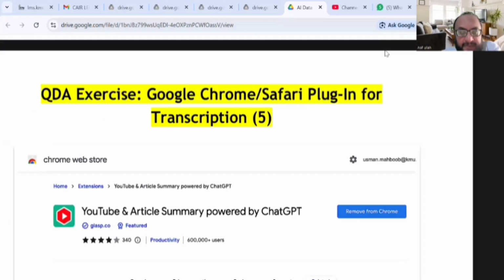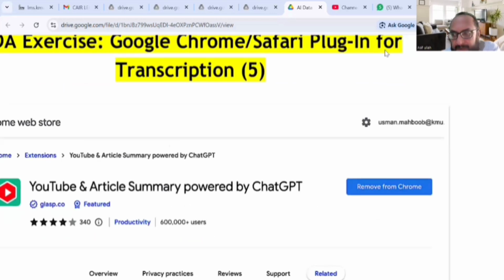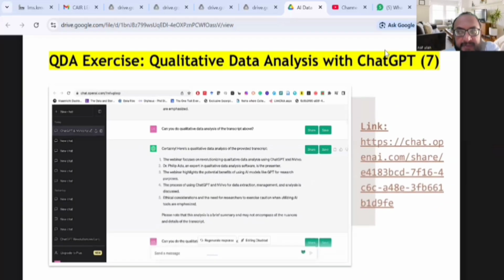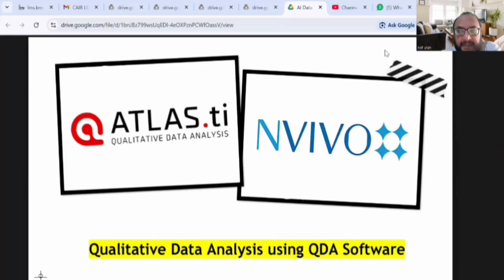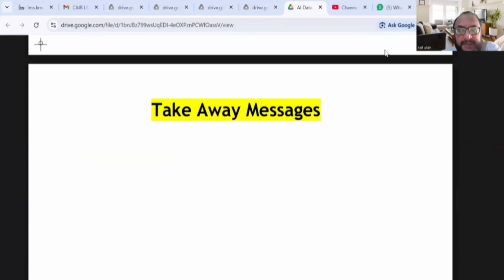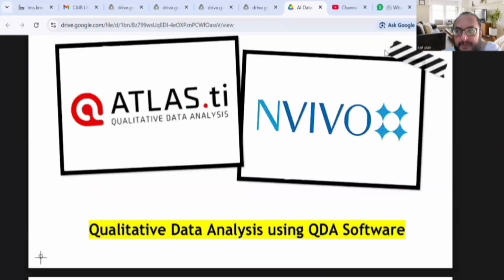Google Chrome or Safari plugin for translation is also there. YouTube and article summary powered by ChatGPT can be added to Chrome. You can see that it can help you with qualitative data analysis with ChatGPT. Atlas.ti and NVivo can help you with qualitative data analysis, and these are the main tools for using AI.